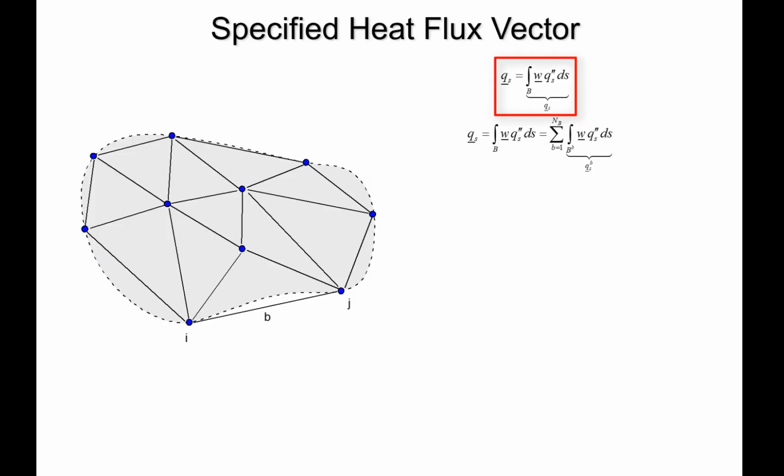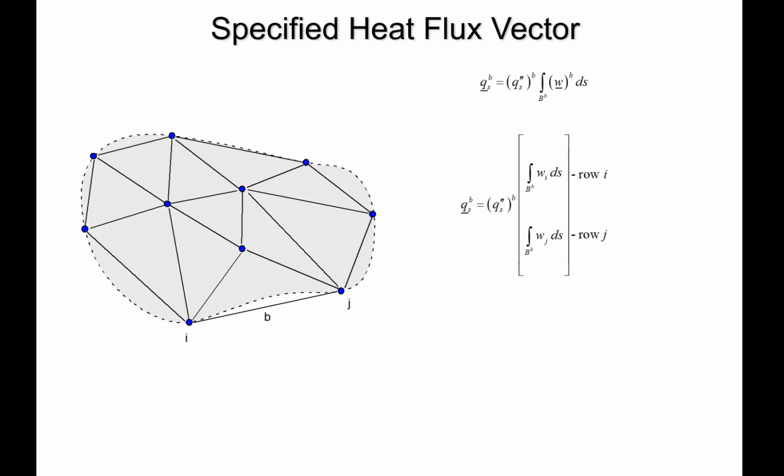So again, we're going to take this global specified heat flux vector, which is a line integral around the entire boundary, but we're going to deal with it one boundary segment at a time. And again, we're doing that because along any one boundary segment, the behavior of the interpolating functions is pretty easy to understand, right? So we're splitting this up into n_b little steps. We're going to sum up the boundary specified heat flux vectors, and that's what's shown here.